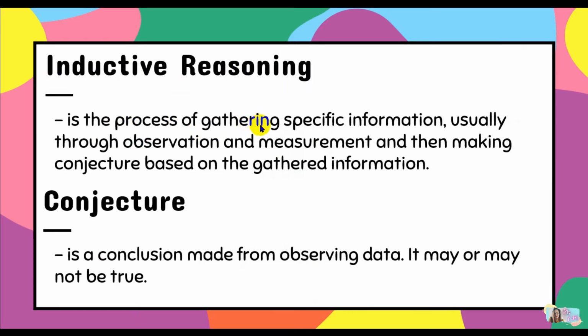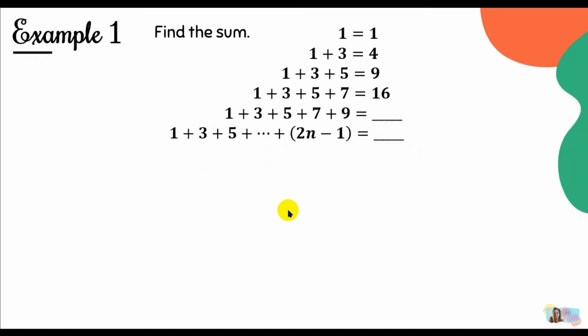It is the process of gathering specific information, usually through observation and measurement, and then making a conjecture based on the gathered information. Nagkaroon tayo ng specific information based from our examples, and then dun tayo gumawa ng ating conclusion, or the term is conjecture. Conjecture is a conclusion made from observing data. It may or may not be true. So, possible din na hindi maging true yung ating conjecture. Now, let us have a few more examples here.